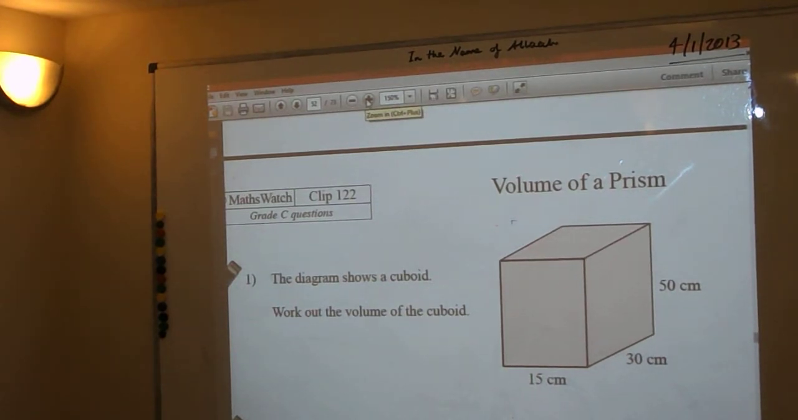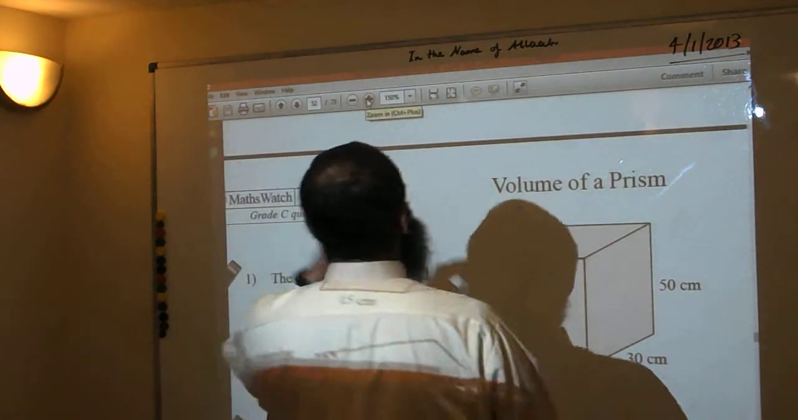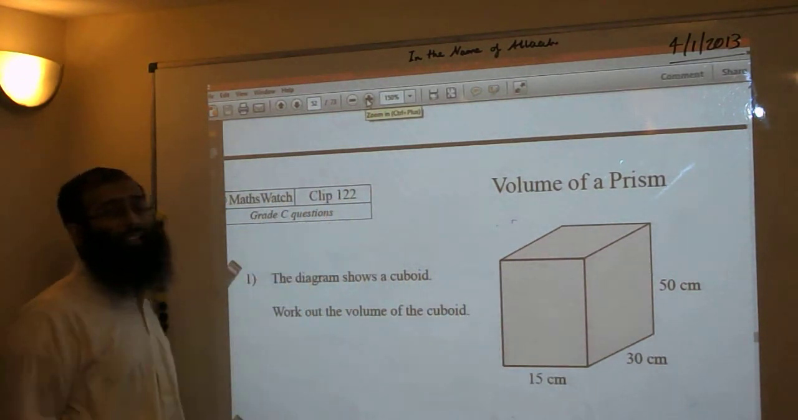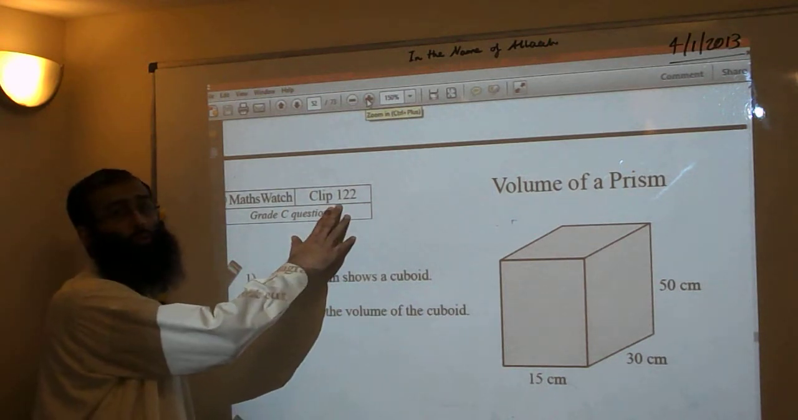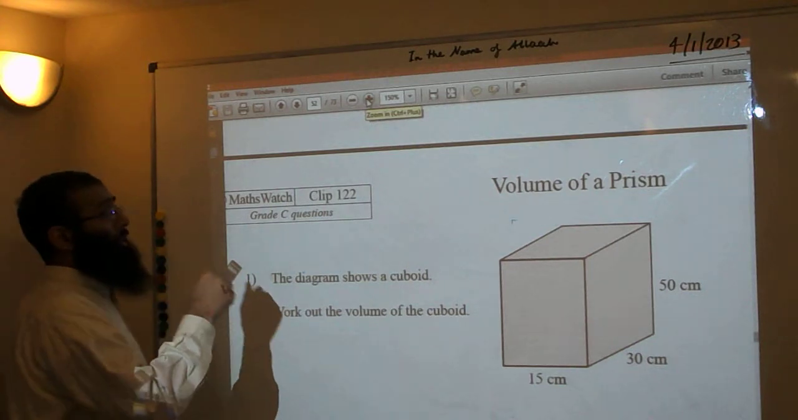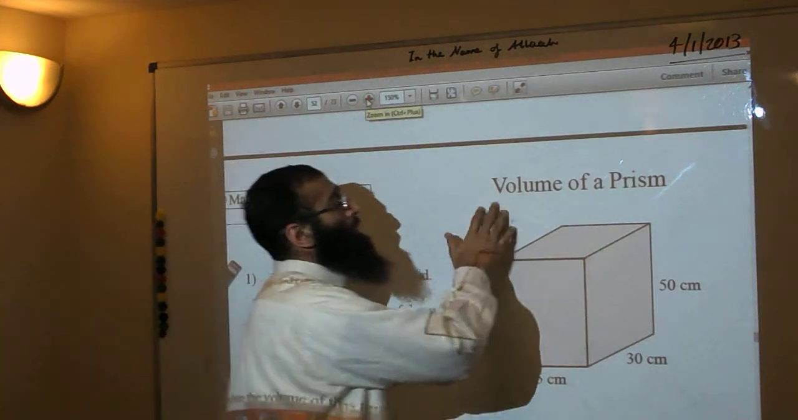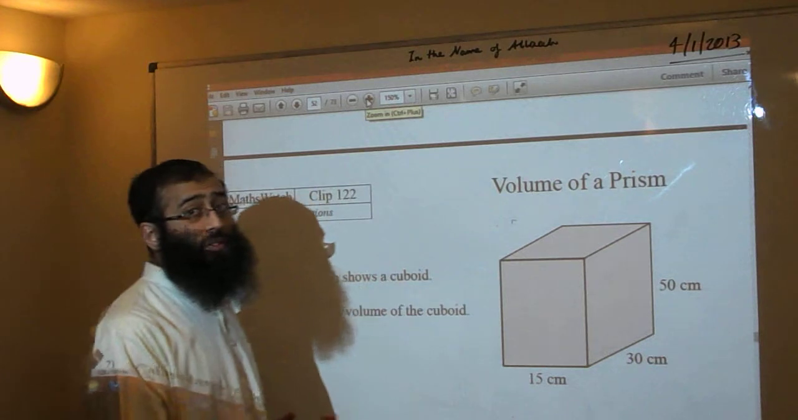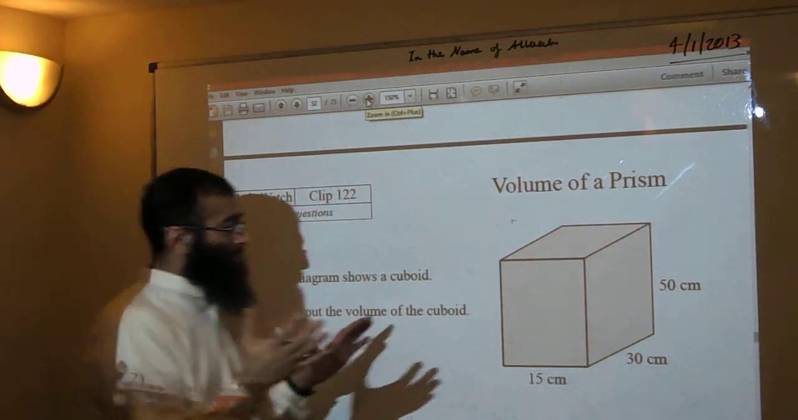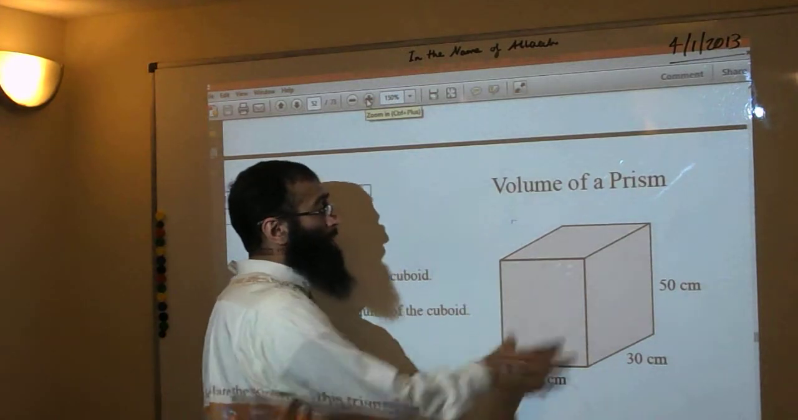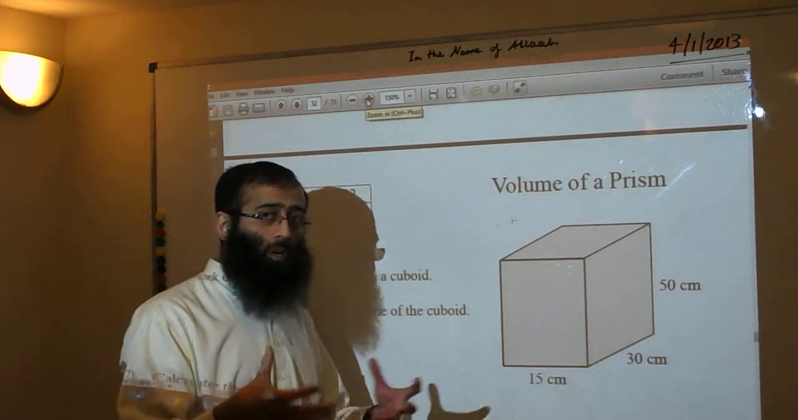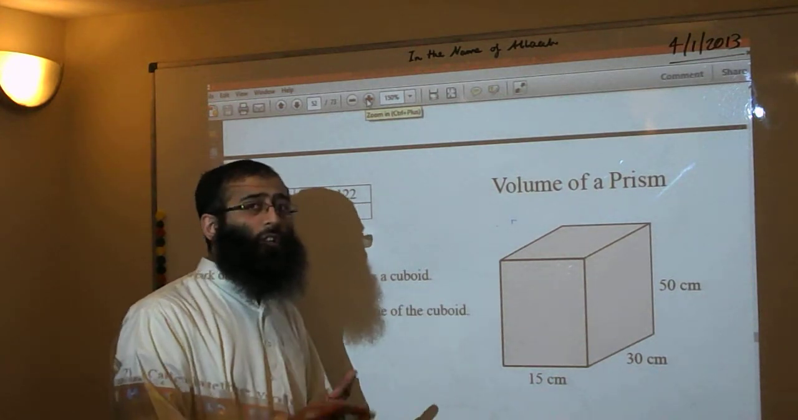Okay folks, welcome back to another Mathswatch Grade C topic. Clip 122 for those of you following us at home. I've got the booklets and some printed out. Today's topic we're going to be looking at is volume of a prism. But before we launch ourselves into the questions on the Mathswatch CD work, I'm going to just introduce the volume topic hopefully in a fresh approach.